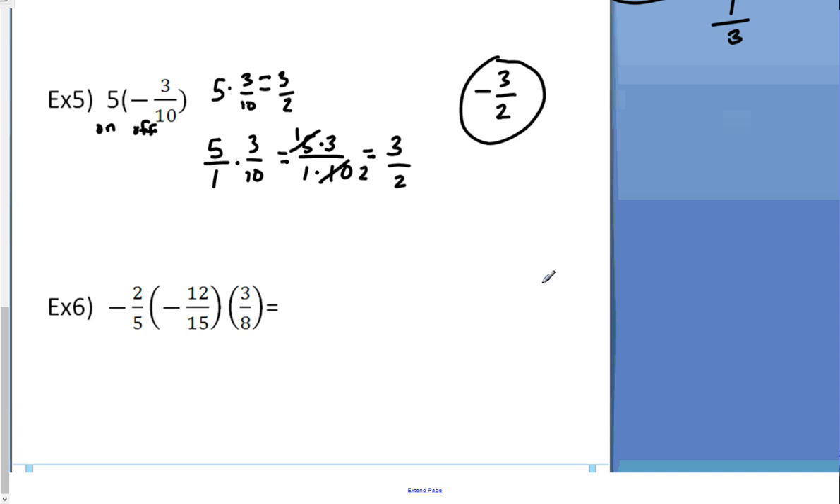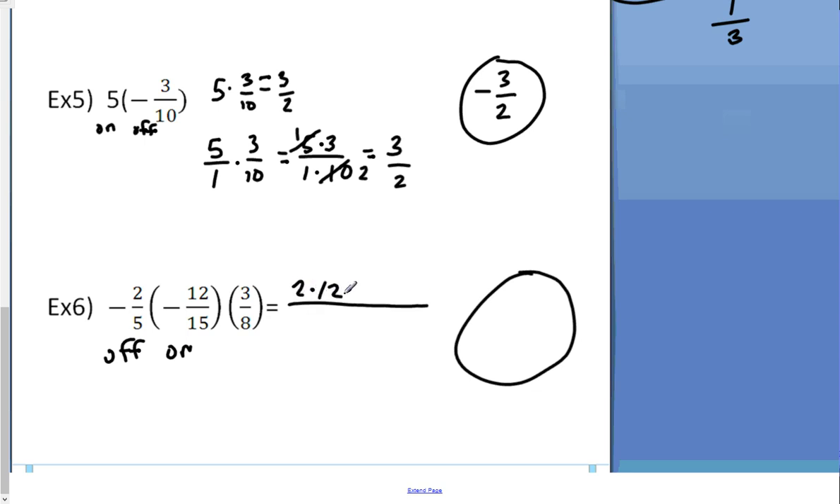All right, let's first figure out the color or the sign of the number. First negative turns them off. Next negative turns them on. The positive doesn't do anything. So the lights were off, now they're back on, so that makes it positive. So I know it's going to be positive. Bring all my fractions together. 2 times 12 times 3 over 5 times 15 times 8. And just start dividing things that you can divide.